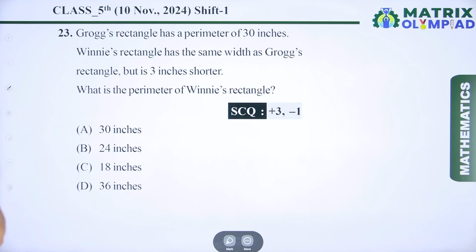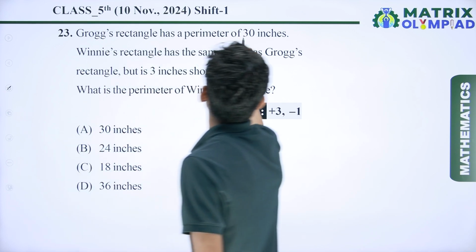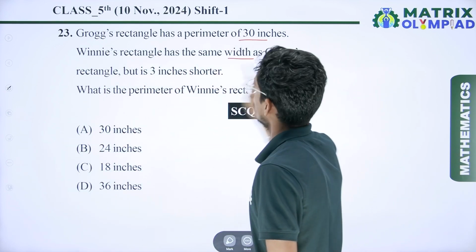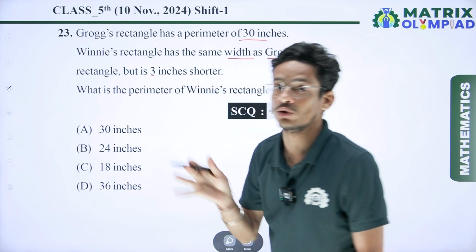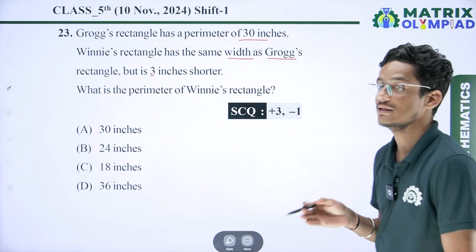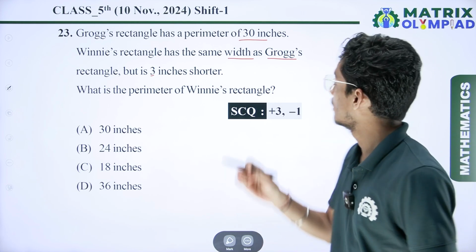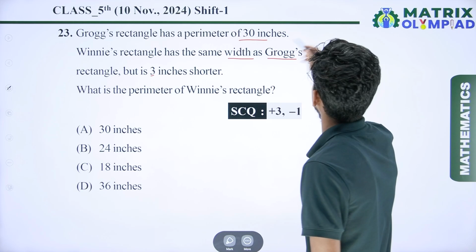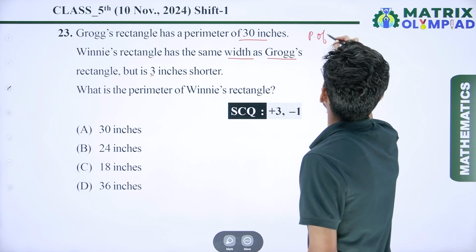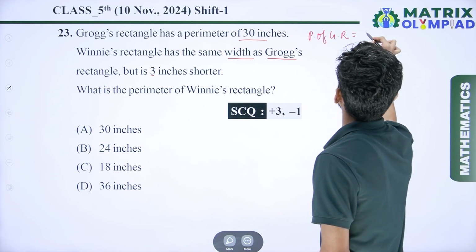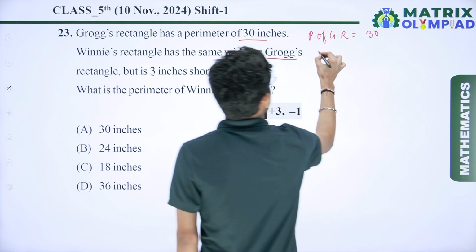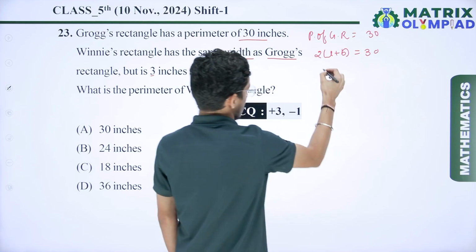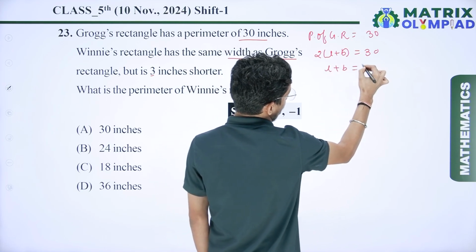Now the next question: Grogg's rectangle has a perimeter of 30 inch. Vinny's rectangle has the same width as Grogg's rectangle but is 3 inch shorter. It means the length of Vinny's rectangle is 3 inch shorter compared to the length of Grogg's rectangle. What is the perimeter of Vinny's rectangle? First, the perimeter of Grogg's rectangle is 30 inch. We know perimeter is 2 bracket length plus breadth, equal to 30. So length plus breadth is equal to 15.